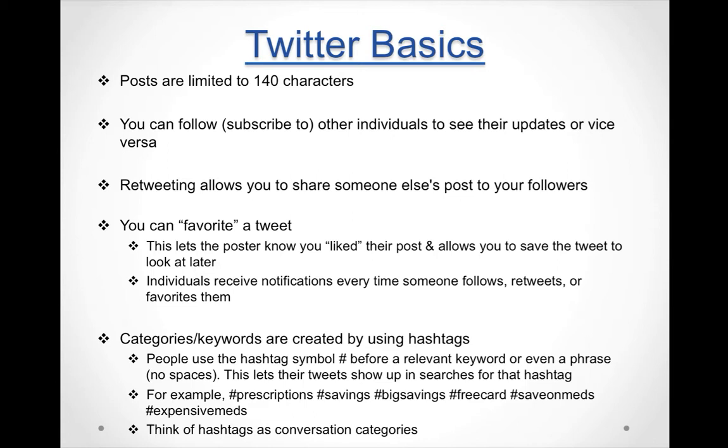Categories and keywords are created by using hashtags. People use the hashtag symbol, which is also known as the pound symbol, before a relevant keyword or even a phrase. Now, you don't put any spaces in your phrases for your hashtags. This lets their tweets show up in searches for that hashtag. Some examples of this are hashtag prescriptions, hashtag savings, hashtag big savings, hashtag save on meds, or even hashtag expensive meds. Note that even though we're using two and three words, there are no spaces.